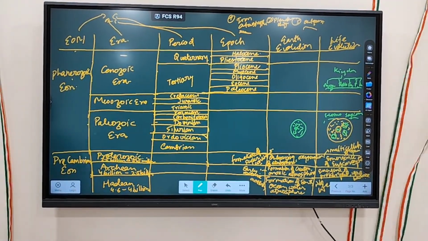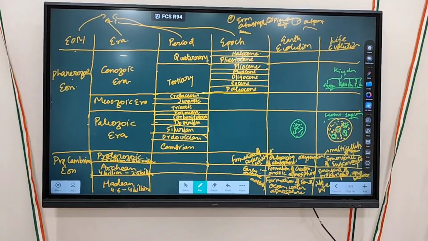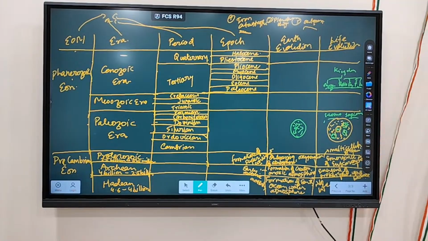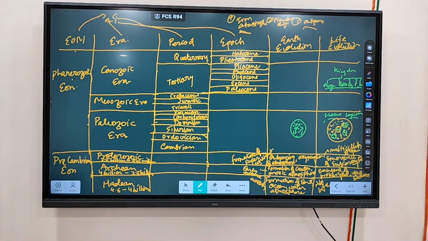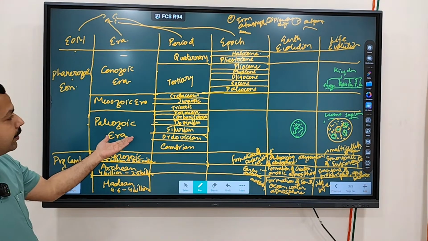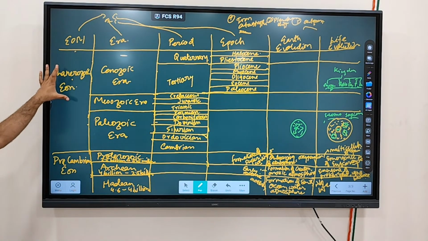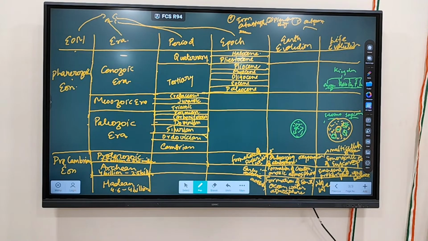Fine. So this is how evolution has happened in the Precambrian period. Now after the Precambrian period, you see the eras Paleozoic, Mesozoic, and Cenozoic. This is called the Phanerozoic eon. Any doubt regarding this particular part?